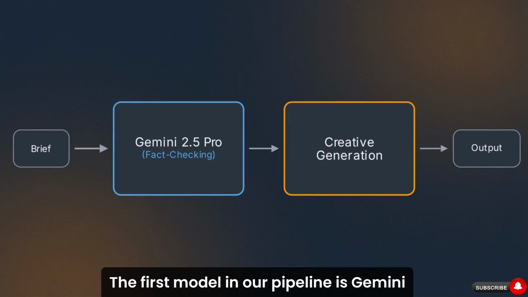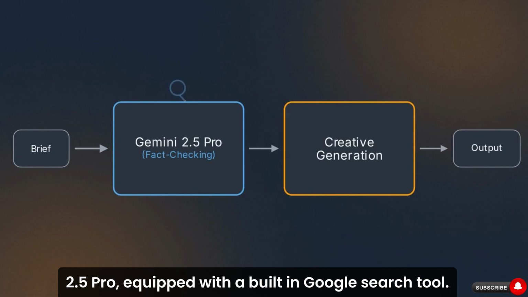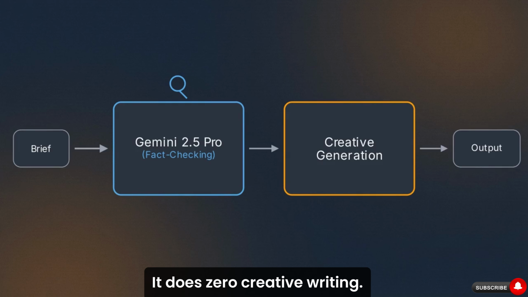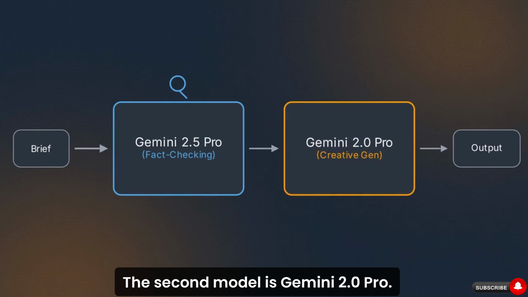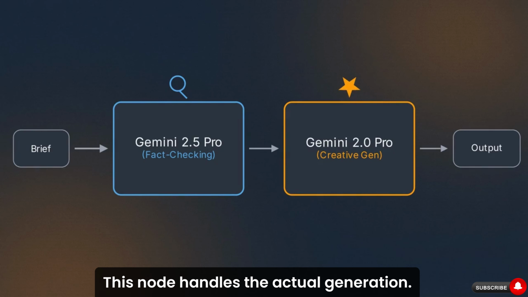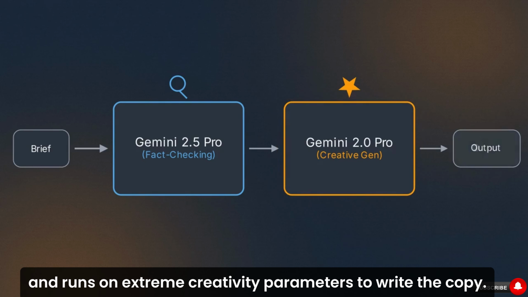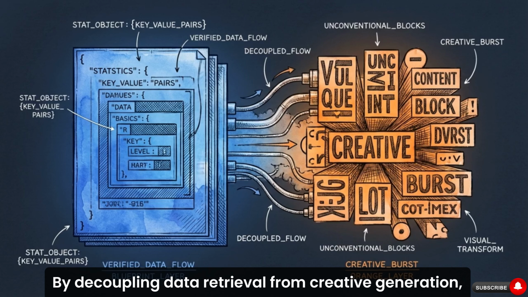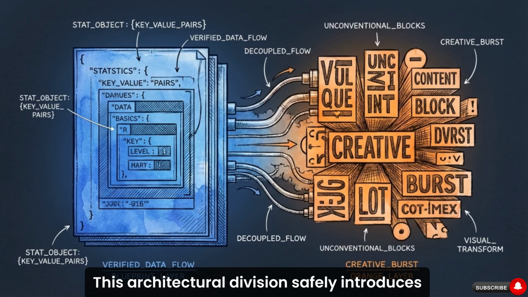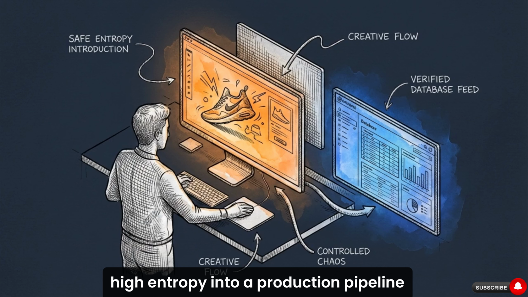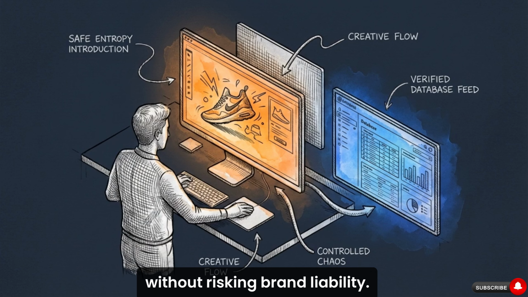The first model in our pipeline is Gemini 2.5 Pro, equipped with a built-in Google search tool. This model serves strictly as a retrieval and fact-checking anchor. It does zero creative writing. The second model is Gemini 2.0 Pro. This node handles the actual generation. It receives the verified data from the first model and runs on extreme creativity parameters to write the copy. By decoupling data retrieval from creative generation, we isolate the risk. This architectural division safely introduces high entropy into a production pipeline without risking brand liability.